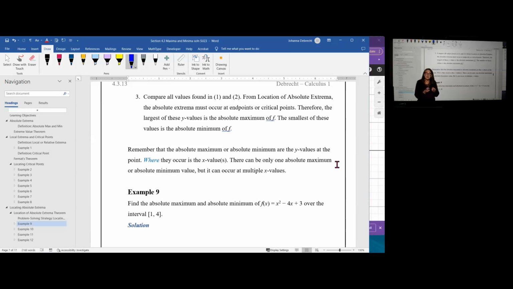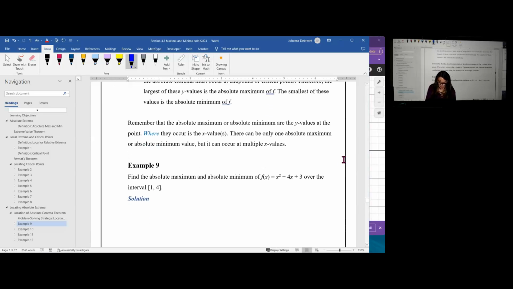Remember that the absolute maximum is the y value. The x value is where it occurs. There can only be one absolute maximum and one absolute minimum, though they can occur at more than one location.